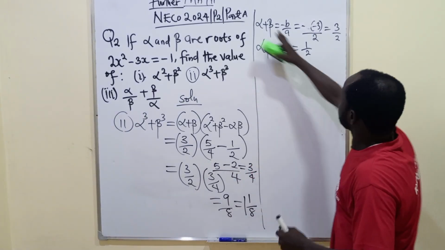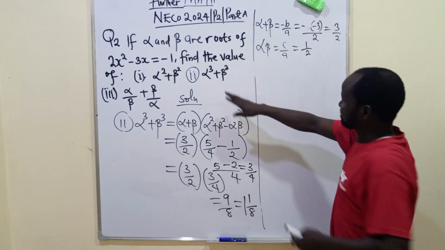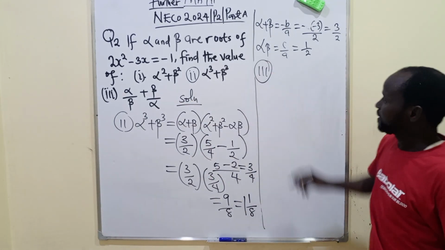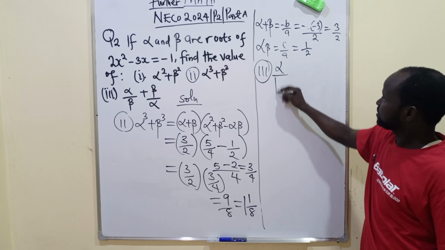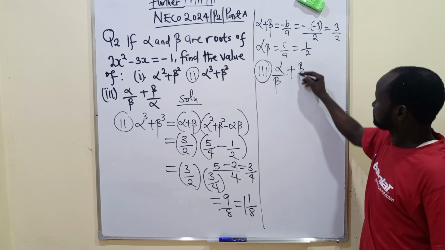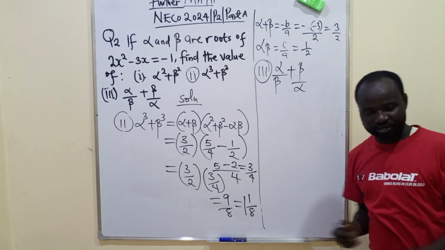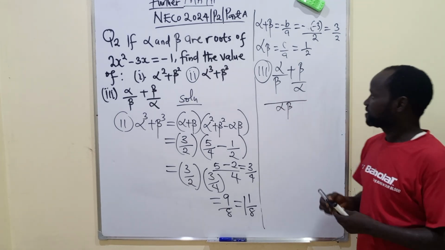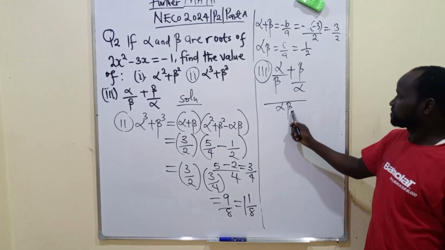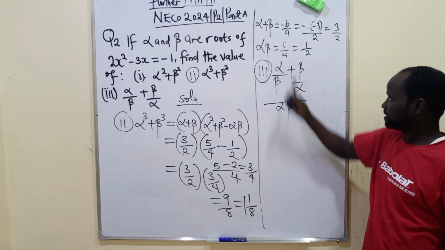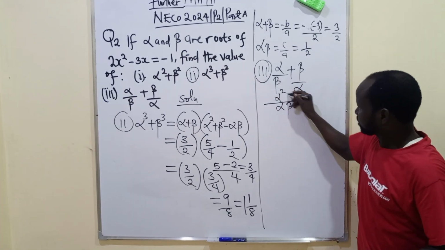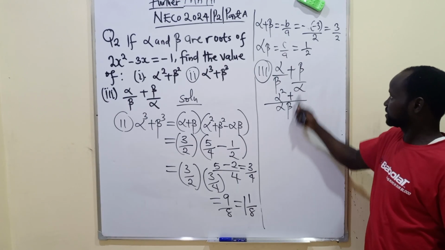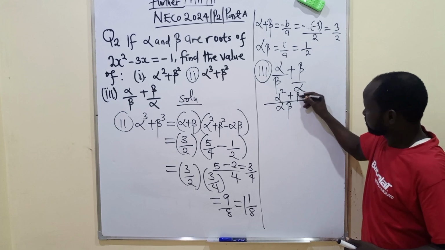Let me leave the sum and the product because I may still need it here. So Roman numeral 3 now gives us alpha divided by beta plus beta divided by alpha. So here we can find the LCM. Of course, the LCM will be alpha times beta. We now say beta into alpha times beta will be left with alpha times alpha, that will be alpha square, plus. Then we now say alpha into alpha times beta will be left with beta times beta. That will be beta square.